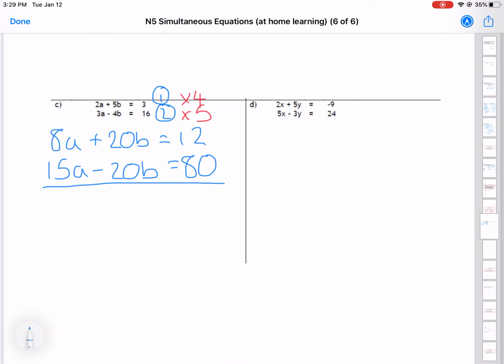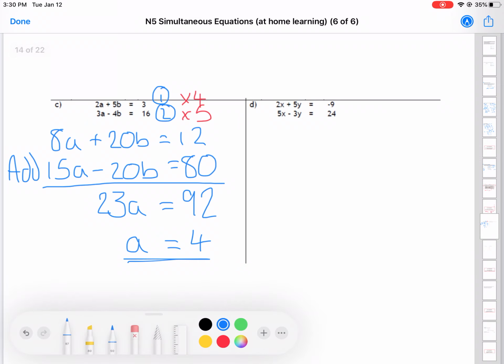Since we've got to eliminate the b's here, we've got 20 in front of both of them, so that will work to eliminate them. 20b, take away 20b, so we've got to add those two together, since they're different signs in front of the b's. When we add these two together, we end up with 23a equals 92. Now, you may not notice this straight away, but 23 will go into 92 4 times, so A is going to be 4.